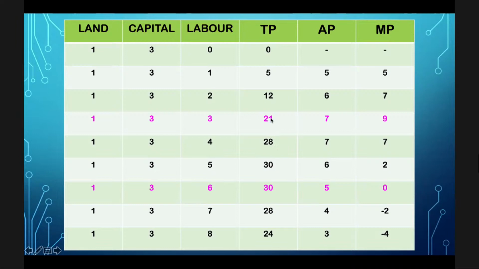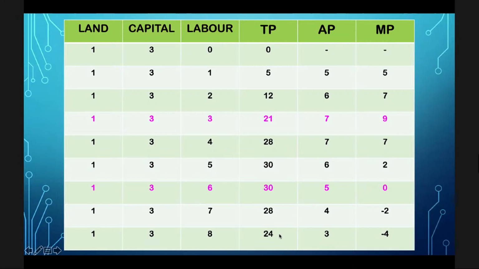total product is increasing from 21 to 28 to 30. But what do you see? The gap is decreasing. The gap was 9, it now became 7, 2, and 0. So when marginal product is falling but positive, TP increases but at a diminishing rate. Total product is maximum when marginal product is 0. And when marginal product becomes negative, total product starts to fall.